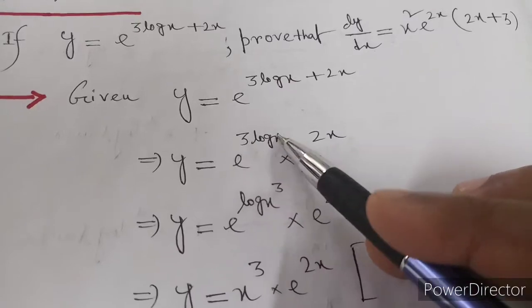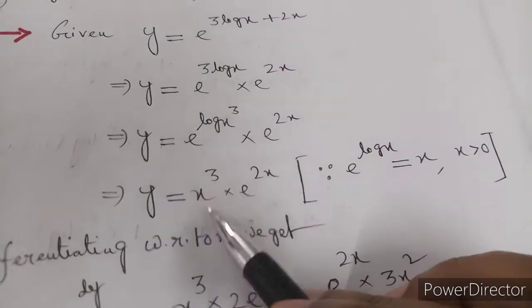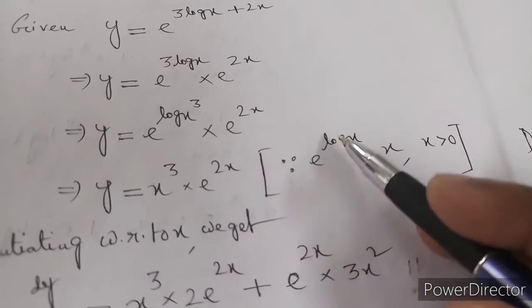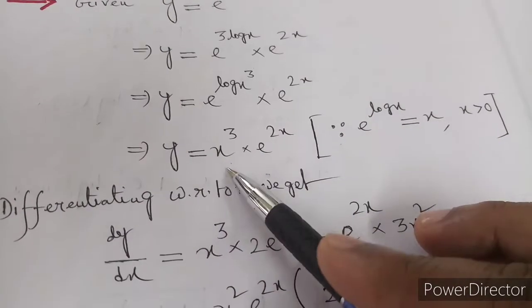E to the power 3 log x means e to the power log x cube, and that should be x cube. Why? Because we know that e to the power log x is x, so e to the power log x cube is only x cube. So now y should be equal to x cube into e to the power 2x.